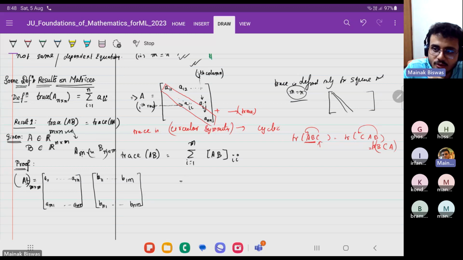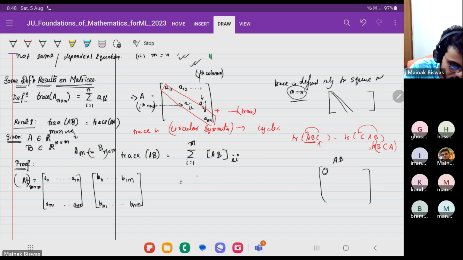So what is (AB) into ii? The ii means the diagonal elements. Say the first element of AB, what will it be? A11 into B11, then plus A12 into B21. So (AB)11 will be A11 B11 plus A12 B21 and so on, right?